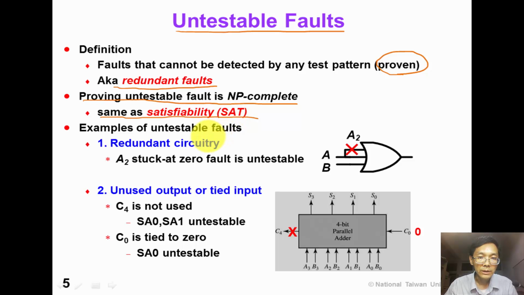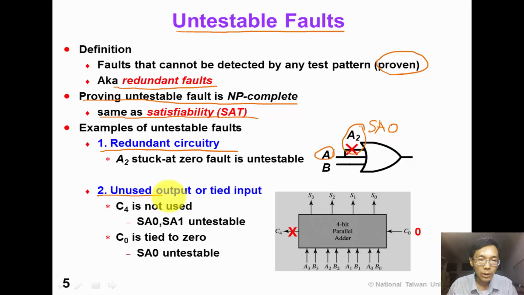Examples of untestable faults include the following. Number 1, redundant circuitry. For this example, we have a 3-input OR gate. The third input, A2, is tied to input A. So A2 stuck at 0 fault is untestable. No matter which pattern we apply, we cannot detect A2 stuck at 0 fault.